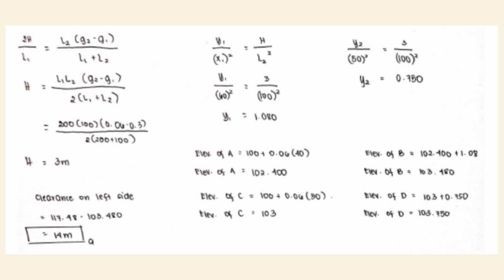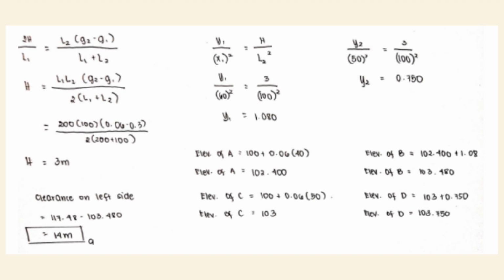So using the triangle extracted from our illustration, we have 2H over L sub 1 equals L sub 2 multiplied by G sub 2 minus G sub 1 divided by L sub 1 plus L sub 2. Simplifying our equation, it would be H is equal to L sub 1 L sub 2 multiplied by G sub 2 minus G sub 1 divided by twice the sum of L sub 1 and L sub 2.